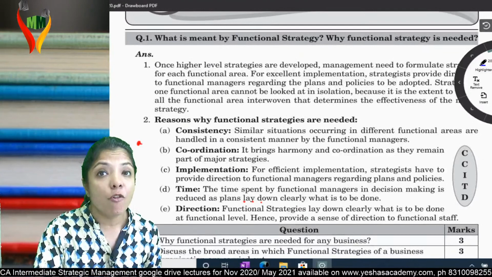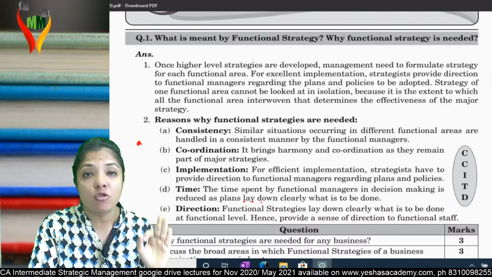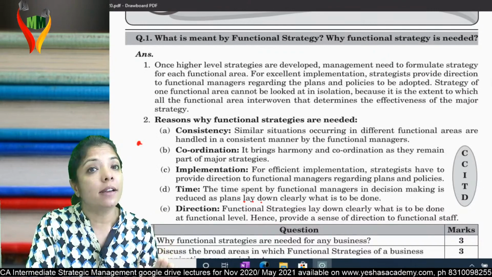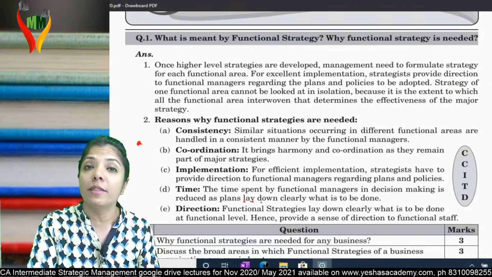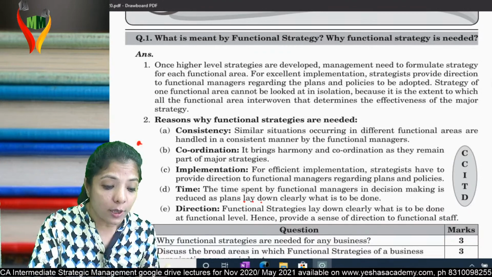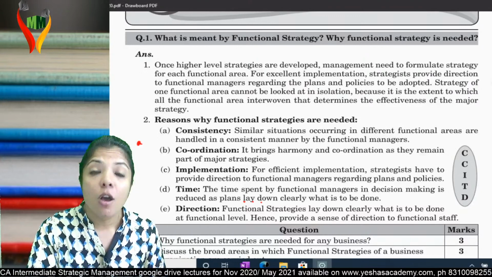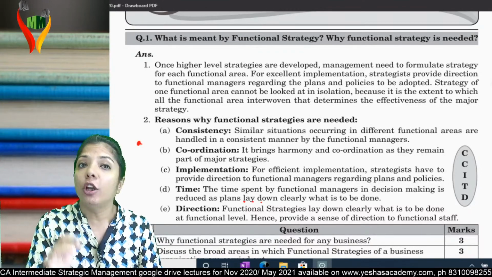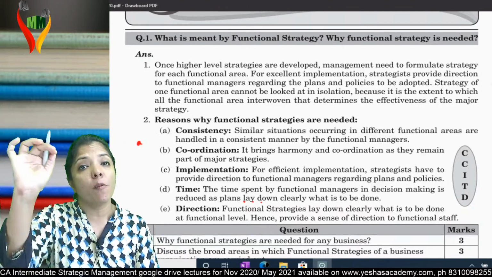See, understand, I have already taught you that functional level people will never formulate strategy for themselves. Why? They are narrow-minded people. They only see things from their point of view and not from the organization's point of view. Hence, always top level people and middle level people formulate strategy for the lower level people, and the job of the lower level people is to implement the strategies formulated by them.